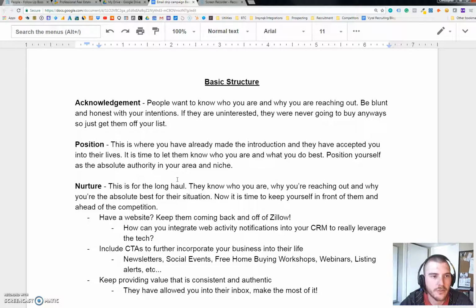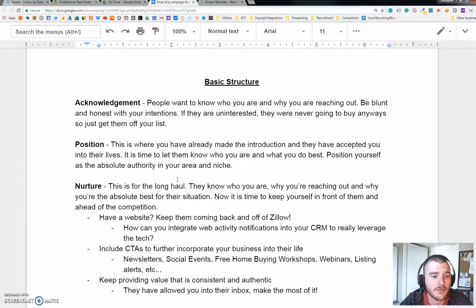Something else that's important is there is a basic structure to action or drip campaigns. You have to understand how a relationship starts and how you build it, and how you eventually get that person to trust you enough to actually meet in person, so they can really discern what their needs are and what they're struggling with within the home buying or selling process.